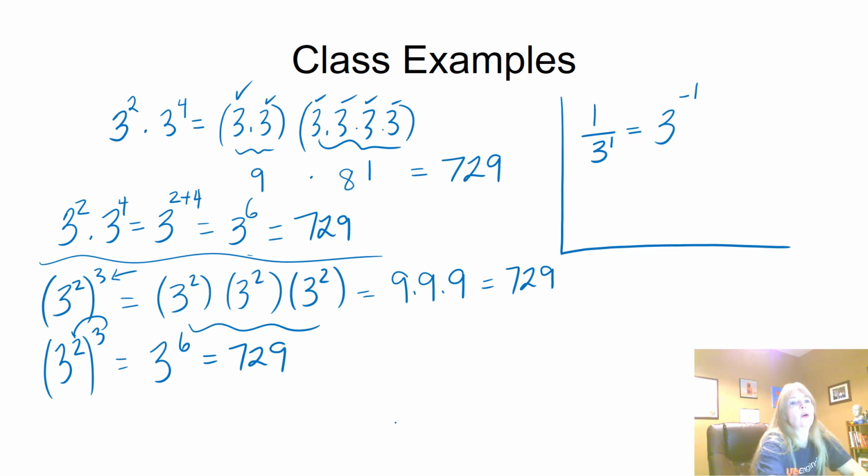And so, of course, working these backwards, if I had something like 5 to the -2, that would be the same thing.